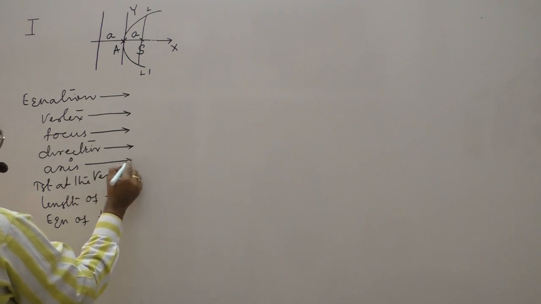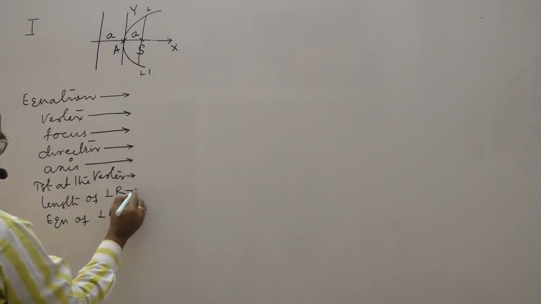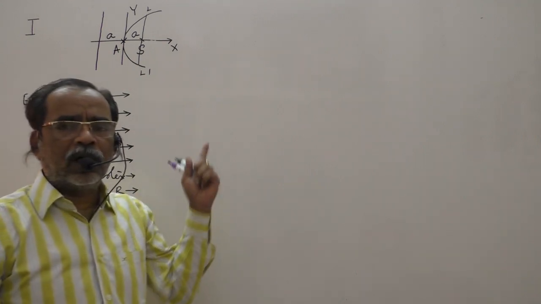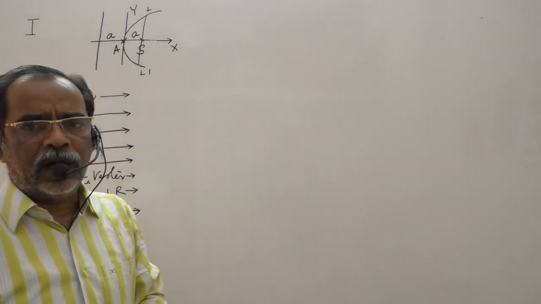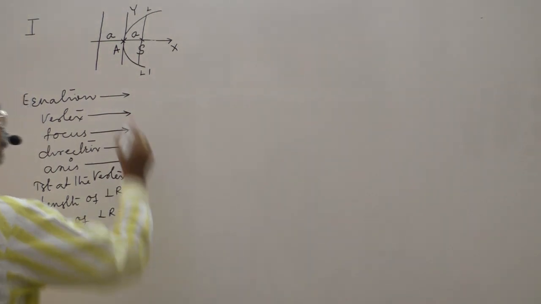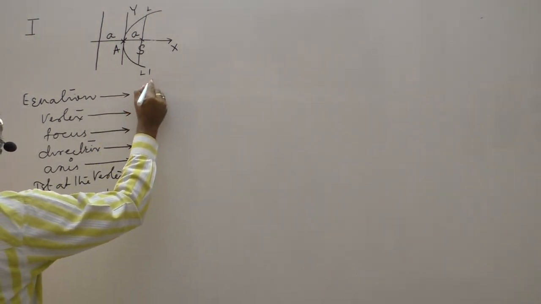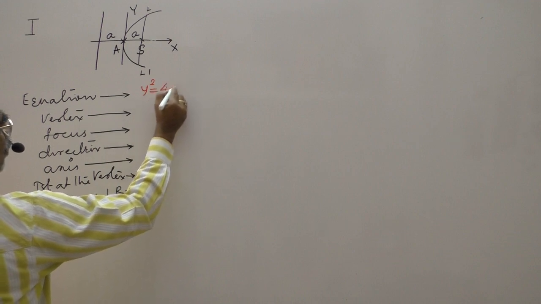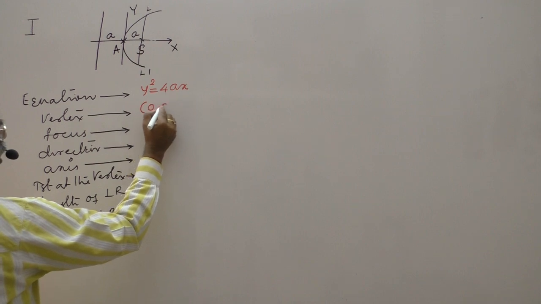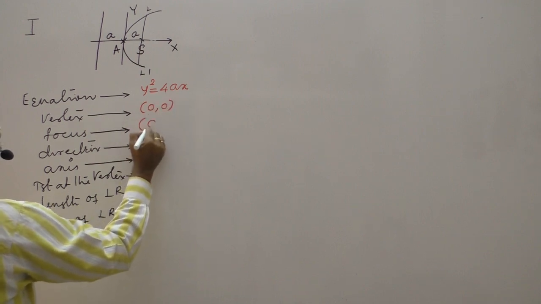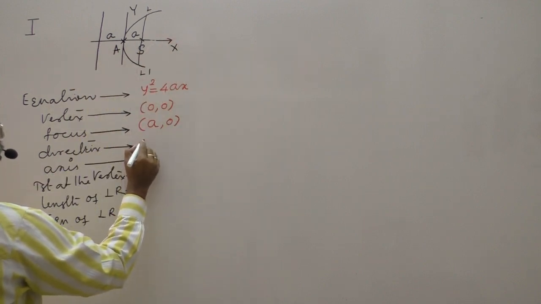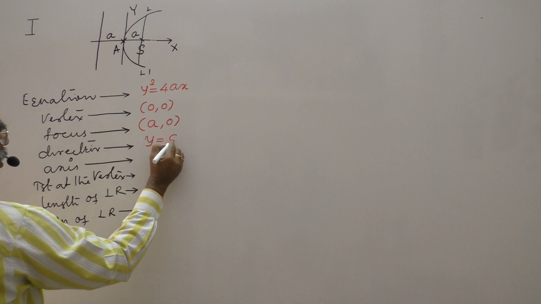If you are able to understand this, that's all. Parabola is almost completed. This is the curve we have seen in the standard form, and also seen its nature. We know everything about this. What is its equation? Its equation is y square equal to 4ax. What is its vertex? (0, 0). What is the focus? (a, 0). What is the axis? The axis is the x-axis, y equal to 0.